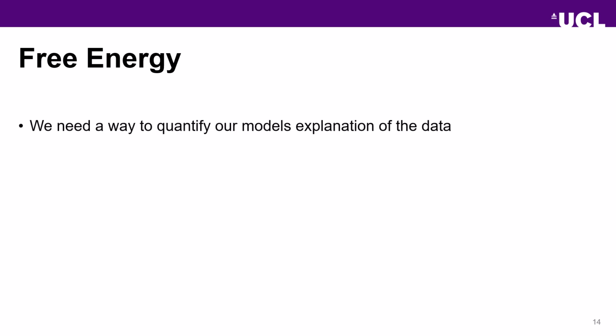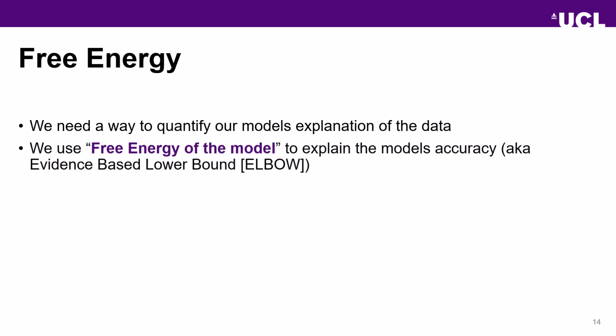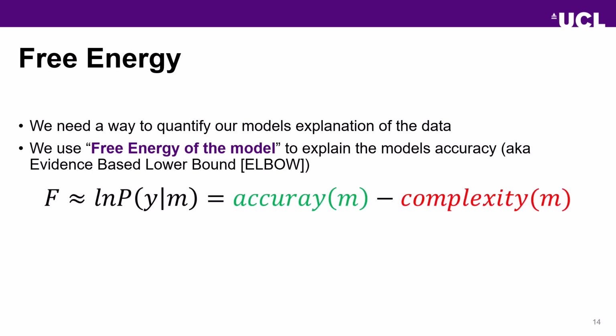So what is free energy? It is, again, how likely I'd see my data given the model, but it also adds a complexity term to it. So to quantify our model's explanation of the data, we use the free energy of the model, which is also known as the evidence lower bound, or ELBO in machine learning, and that is defined like this. So the free energy is approximately equal to our model evidence, which is defined as our accuracy given our model minus our complexity given our model.